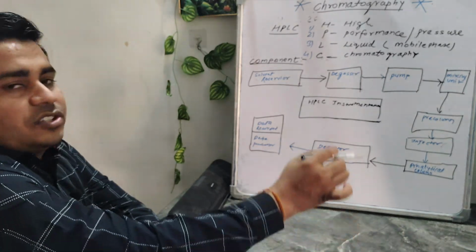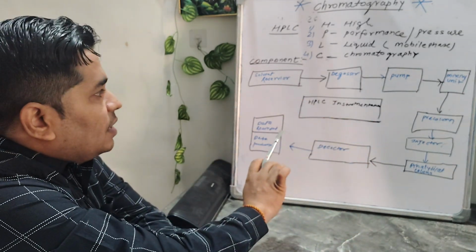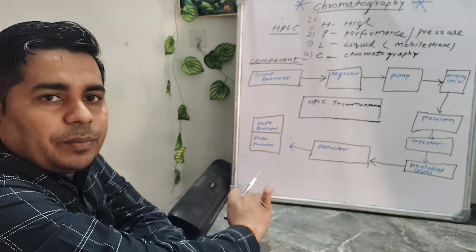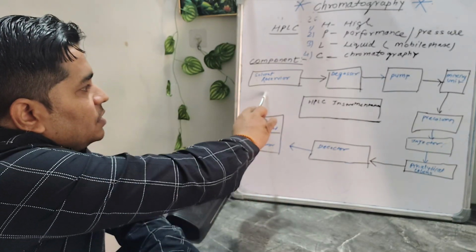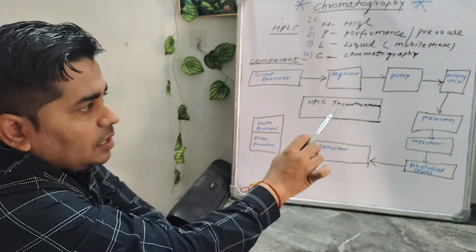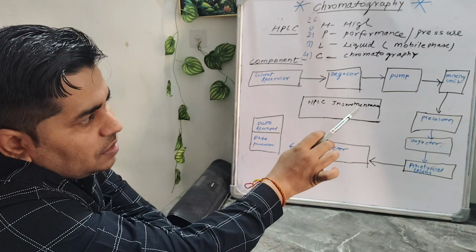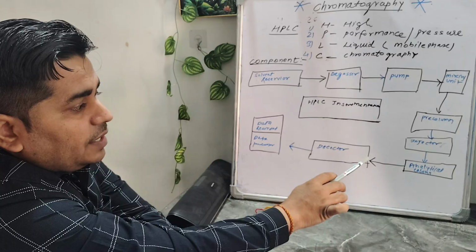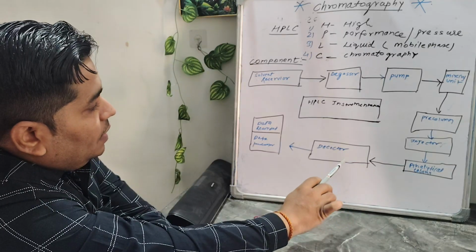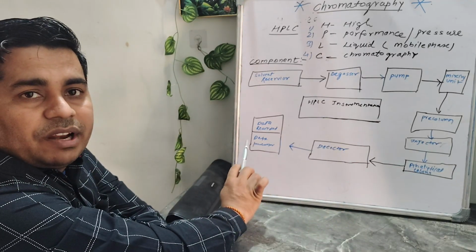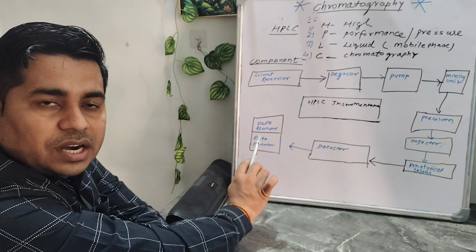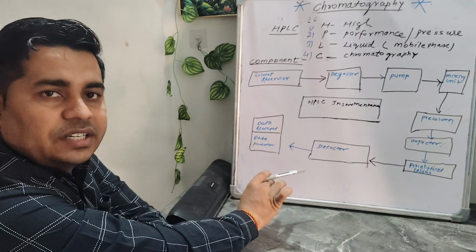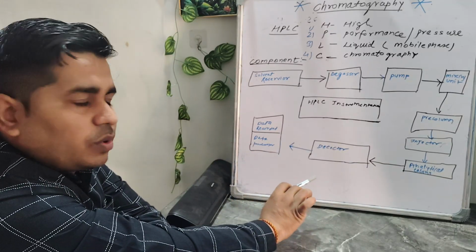Now the HPLC instrumentation covers various components. First is the solvent reservoir, second is the degasser, third is the pump and mixing unit. Then the pre-column, and next the injector, analytical column, detector, and finally we record and process data to generate the chromatogram, to generate the result. So we will discuss one by one.